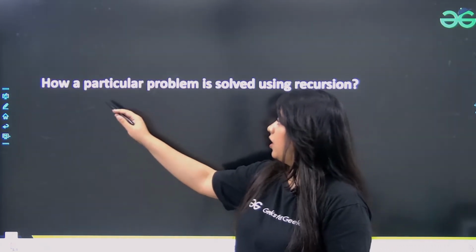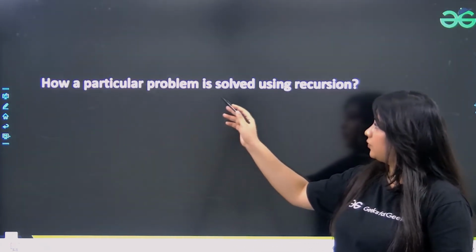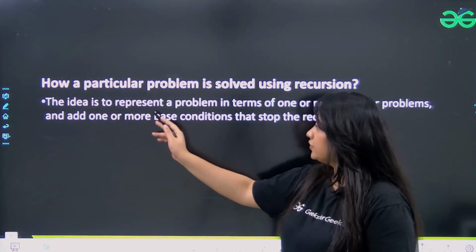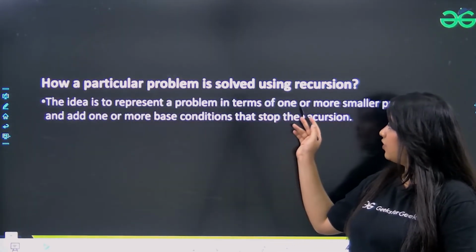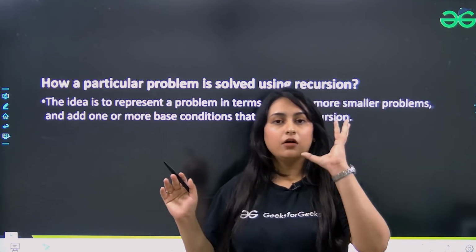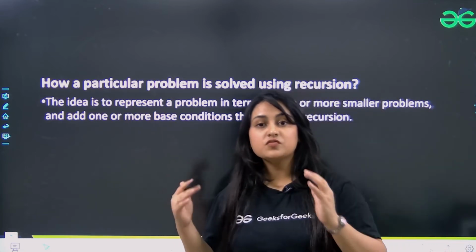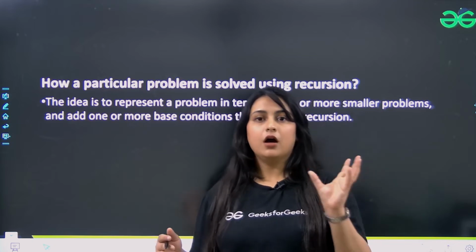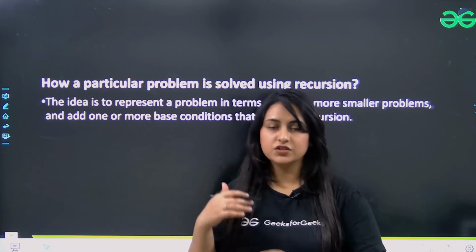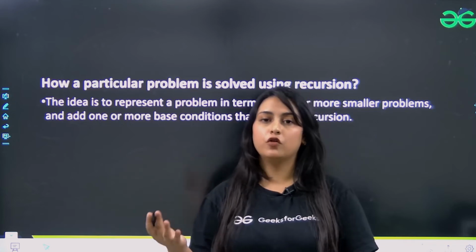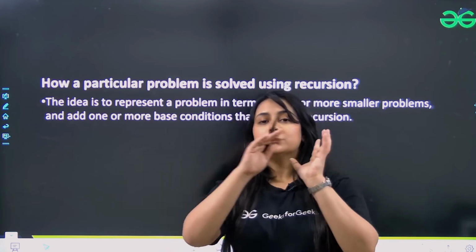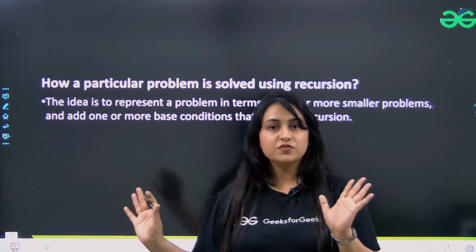Now the next thing is how a particular problem is solved using recursion. We are going to see this now. The idea is to represent a problem in terms of one or more smaller problems. That's what we did: we broke the factorial problem into smaller problems. I told the function to just go and get the factorial of 4, and I will multiply the answer that you return to me. That's how I am breaking the problem into smaller parts.